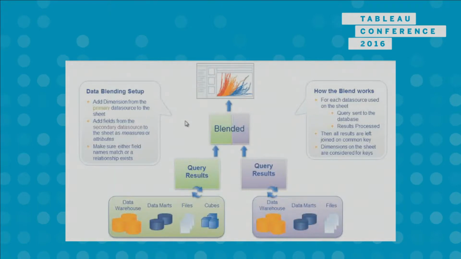Cubes, again, because of the predefined nature of the aggregation, can only blend as a primary source. So we can use cubes as the source of our blends, as our first data source, but we can't use cubes as the secondary source. We can't try and, again, change the aggregation of the cube.